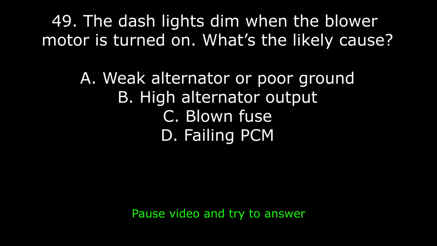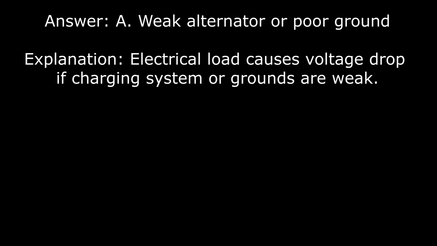49. The dash lights dim when the blower motor is turned on. What's the likely cause? A. Weak alternator or poor ground. B. High alternator output. C. Blown fuse. D. Failing PCM. Answer: A. Weak alternator or poor ground. Explanation: electrical load causes voltage drop if charging system or grounds are weak.